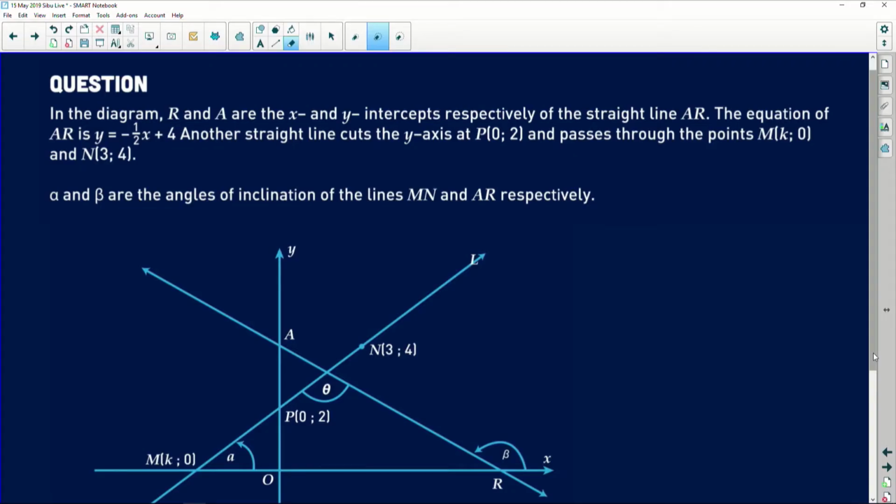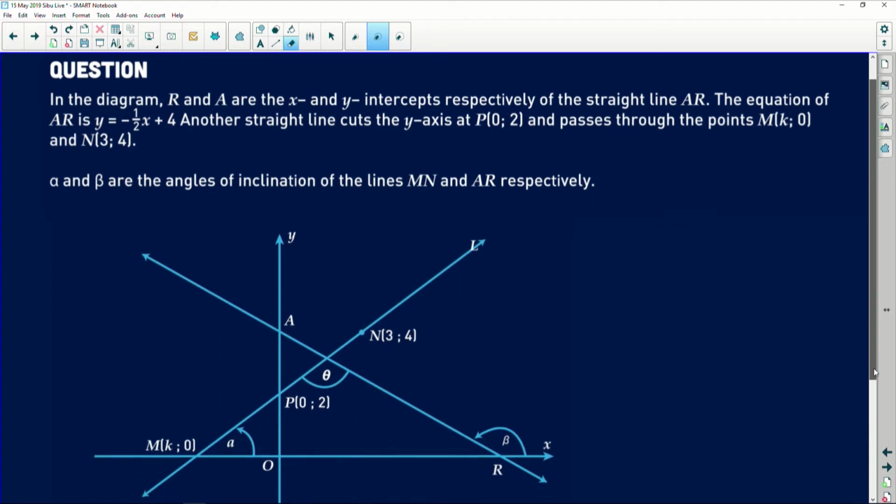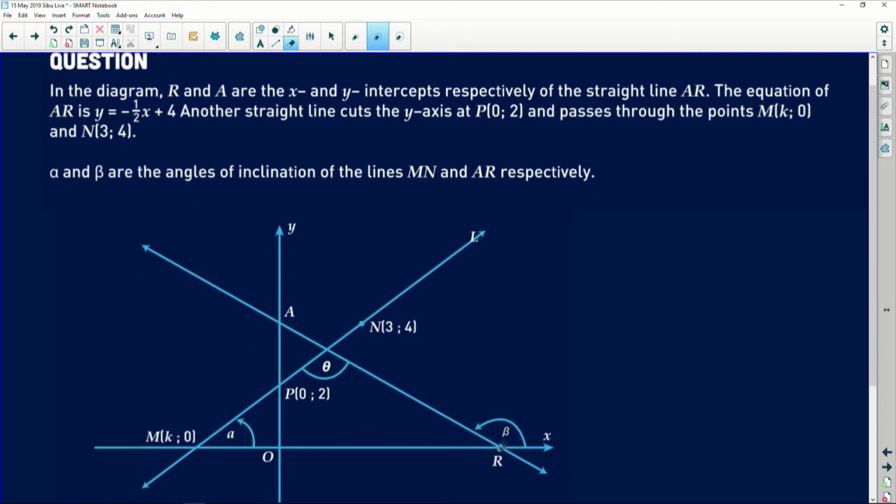All right, it says to us here in the diagram, there's a point R that is apparently on the diagram. Let's look at it. Yes, there it is. Point R and A are the x and y intercepts respectively of the straight line AR. The equation of the line is y equals minus half x plus 4. With that equation, I can immediately know that I'll be able to find the coordinates of A and the coordinates of R if anybody asks me to find them, by doing the y and the x-intercept.